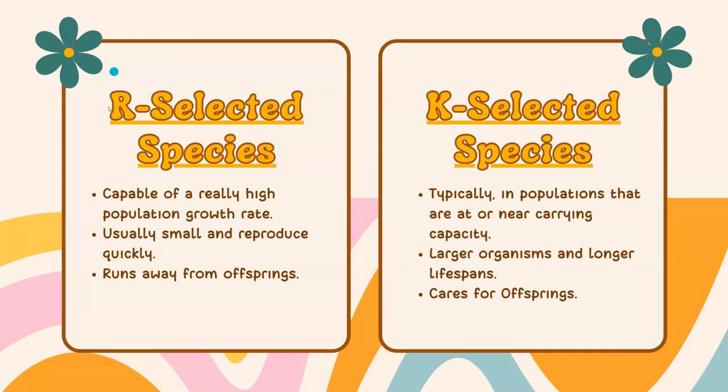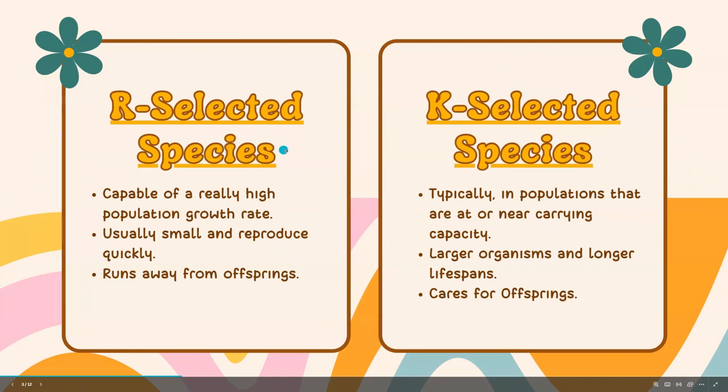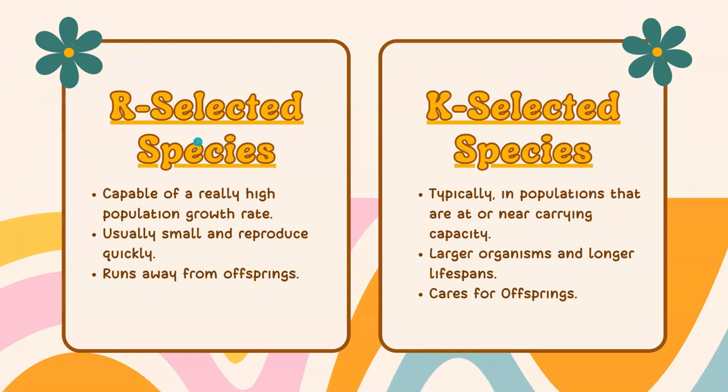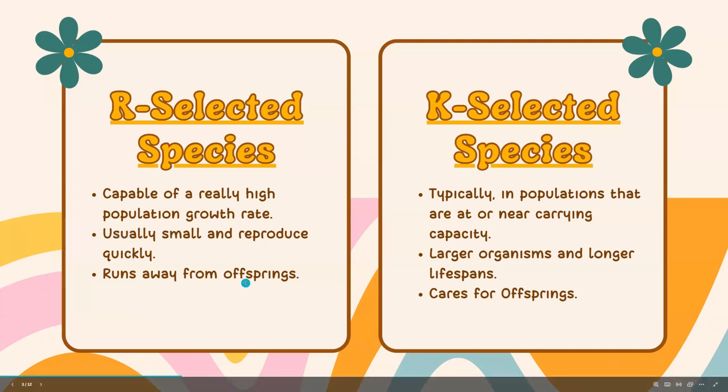Next up, we got R-selected species and K-selected species. Now, these are different from this. These are also species types, but they are selected species types. R-selected species are capable of a really high population growth rate. Think like rabbits, for example, but usually small and reproduce quickly. So think about fish, really, in reality. And they run away from their offspring. They don't care for their offspring.